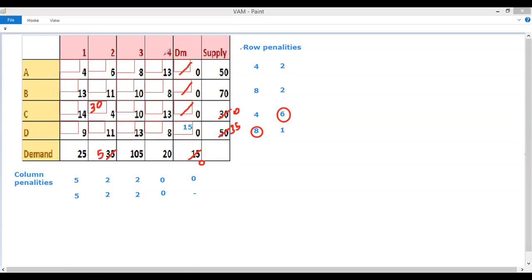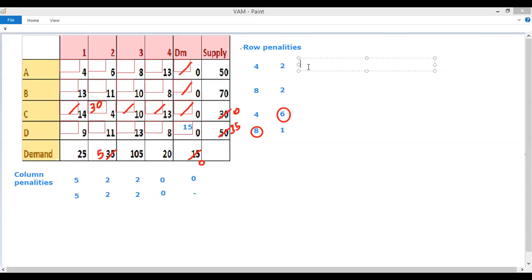Now once again, this quantity has become 0, right? So there is nothing remaining to allocate to these particular cells. So strike out these cells. Now again compute the row and column penalties.